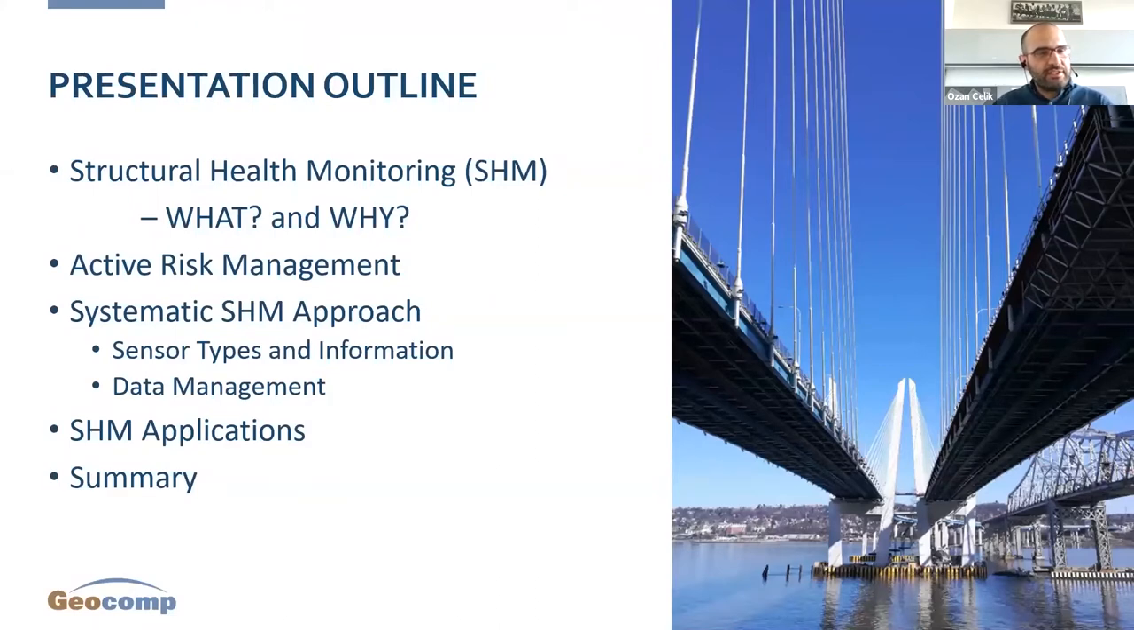Then we will move our discussion to defining structural monitoring in the context of active risk management and how it can help to quantify our risks and manage our assets better. Then we will talk about some basic steps of successfully deploying a structural health monitoring system, some sensor types, and the information and data we can get out of those sensors. We will also talk about some strategies as to how we can store this data and put it in a consumable form so that it's not going to overwhelm the audience.